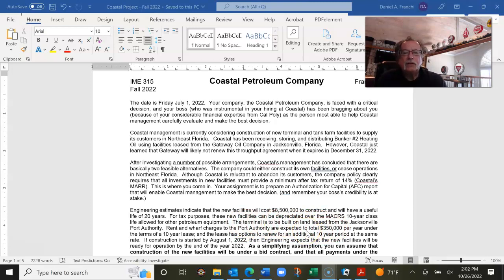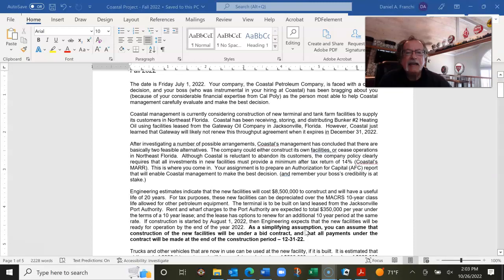I want you to assume that end of year zero is basically January 1st, 2023, or December 31st, 2022. So this is a distribution company, and basically they're receiving bunker fuel oil, heating oil, and then they're selling it. So they have a lot of trucks and other vehicles.